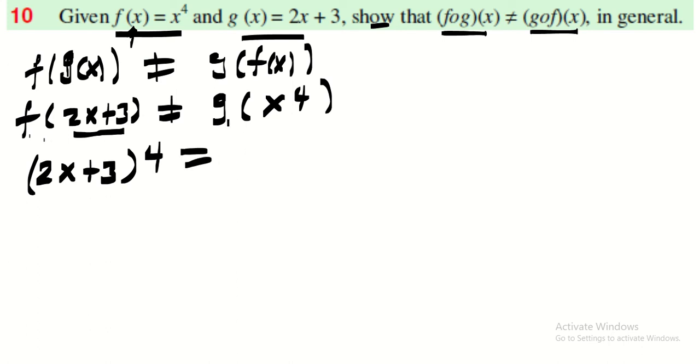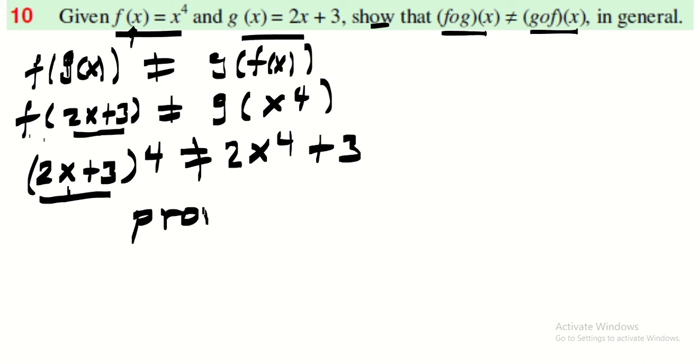And g, what does the g rule say? Take whatever as an input, then multiply by 2 and add 3. So 2 times x to the power of 4, plus 3. Are they equal? No. Because the power of 4 means you have to multiply this 4 times. They are not equal. So we showed it. You can say it's proved or showed. They are not equal, obviously.